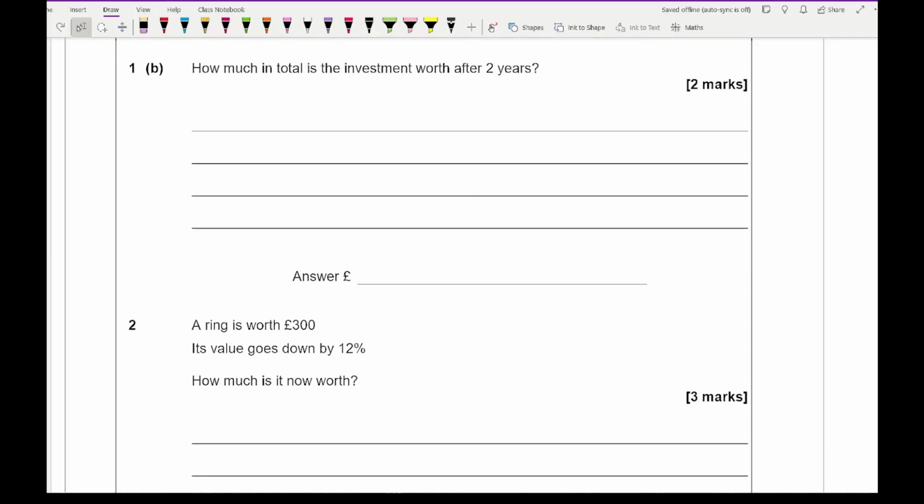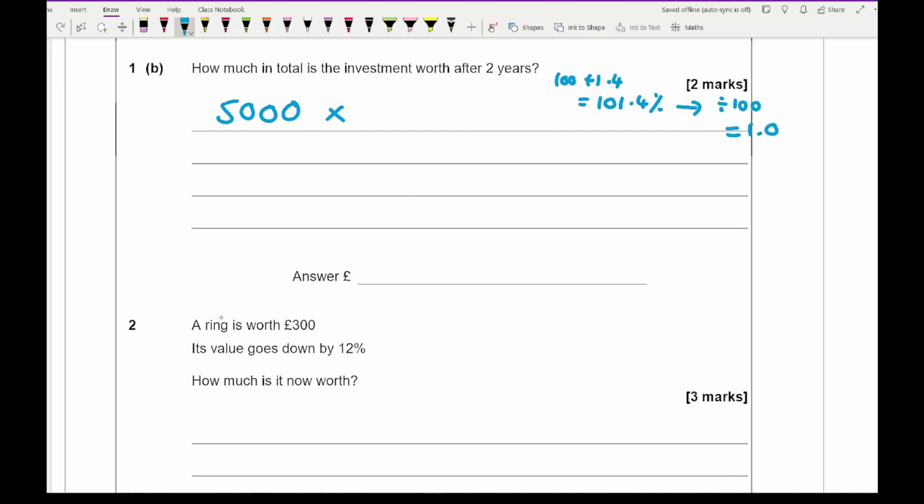Then moving on to question 1b, it says how much in total is the investment worth after 2 years? So for this I'm going to use the formula. So I've got 5,000, which is my original amount, multiplied by 100 plus 1.4 is 101.4%. Then convert that into a decimal by dividing by 100, and that becomes 1.014. So that becomes my decimal multiplier, and then I raise that to the power of how many years I've got, which is 2. So if I then enter all of that into my calculator, I get an answer of £5,140.98. Now, always with money questions, always make sure that you are rounding to 2 decimal places to include that accuracy of the pence.